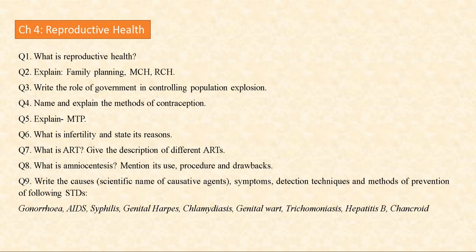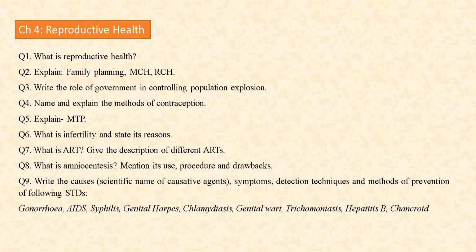Okay, then explain about the MTP. Then what is infertility and state its reasons, what is ART, assisted reproductive technology, and give the description of different ARTs. And what do you mean by amniocentesis, mention its use, procedure, and drawbacks.